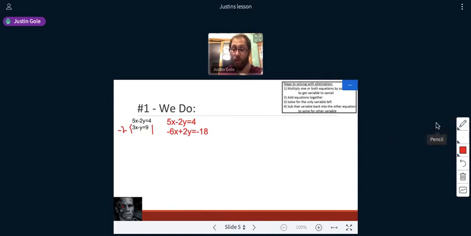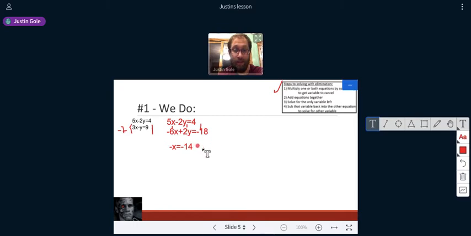Now that's step 1. Now I add right down the line. I know that my -2y plus 2y cancels out. 5x plus -6x is -x equals -14. I think this one has some really weird high numbers if I remember correctly. -x equals -14. That means x equals 14.